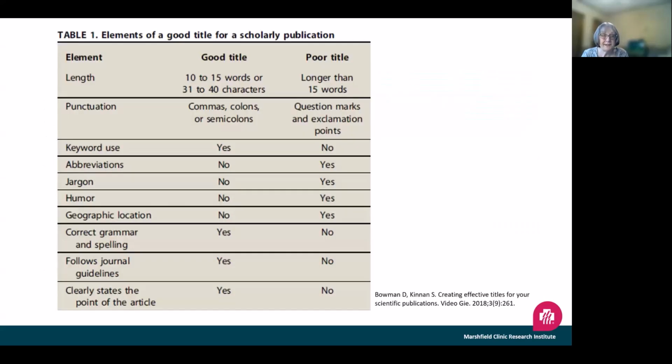Next. This is just a table that shows elements of a good title for a scholarly publication, tells you what a good title contains and what a poor title contains. And I'm not gonna read all that because you can access the slide later.